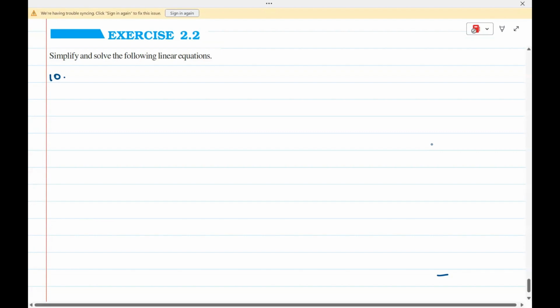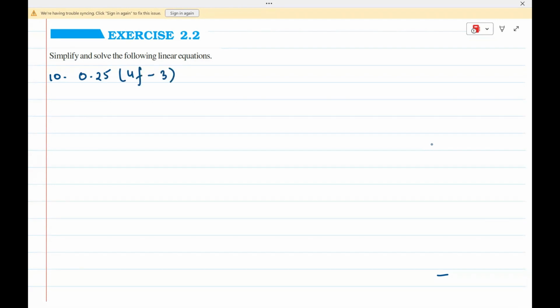Now, last question of the exercise, which is in the form of decimal: 0.25(4f minus 3) is equal to 0.05(10f minus 9). Solving decimals is always confusing because after multiplying, where to put the decimal, many of the kids have that confusion. So to avoid that, what we can do: after the decimal there are 2 digits, here also after the decimal 2 digits, so we can multiply by 100 both sides so that we can remove the decimal.